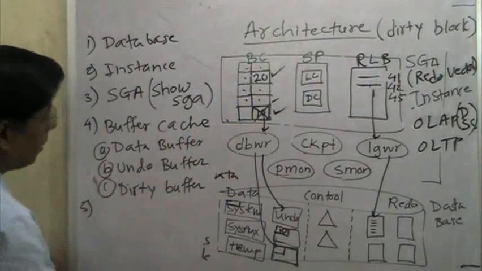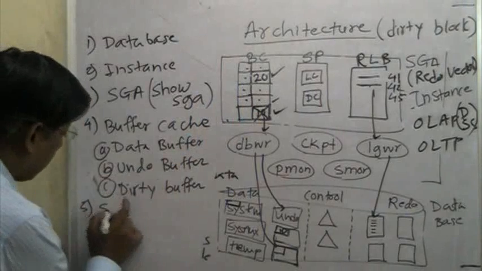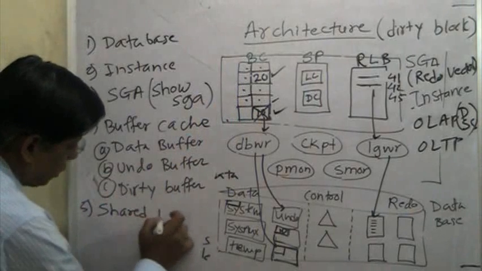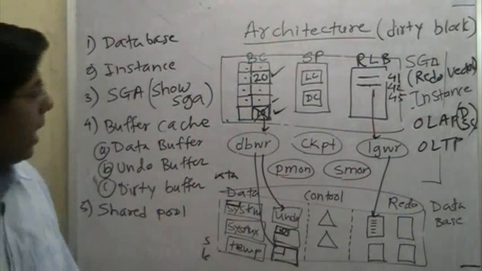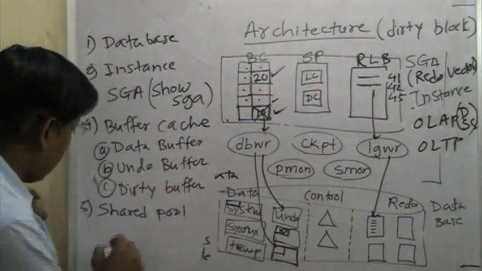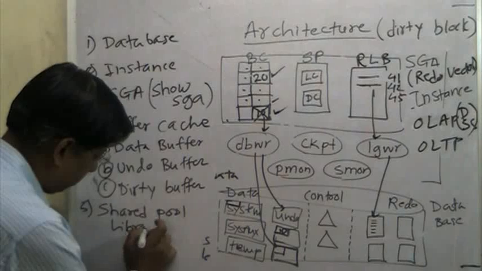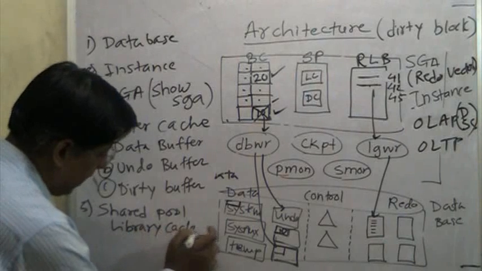Then the next thing that you should know, what is a shared pool? Shared pool is an area which contains so many other subcomponents, and 2 subcomponents which are important are library cache and dictionary cache.